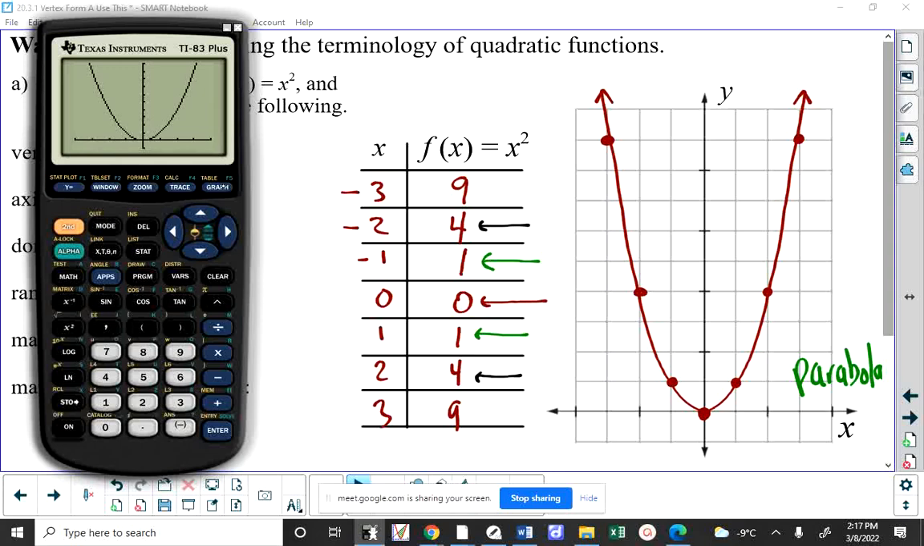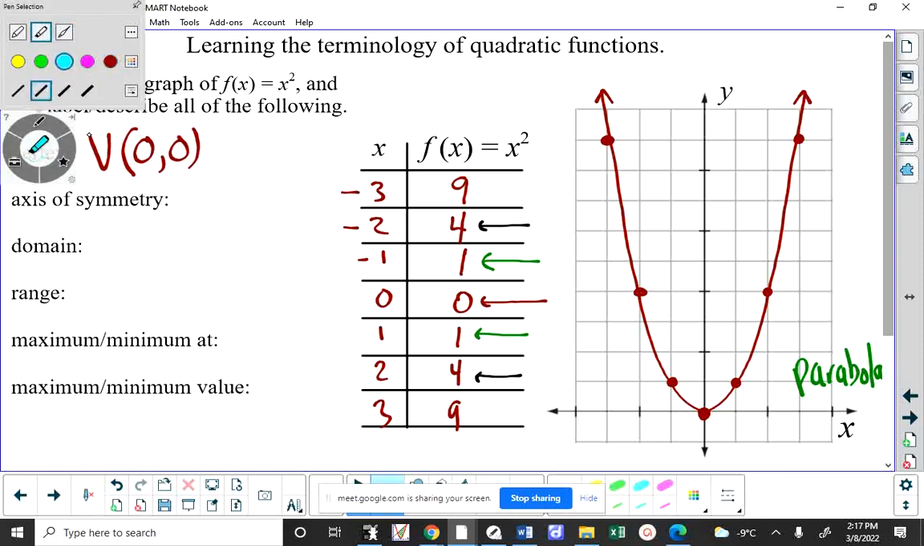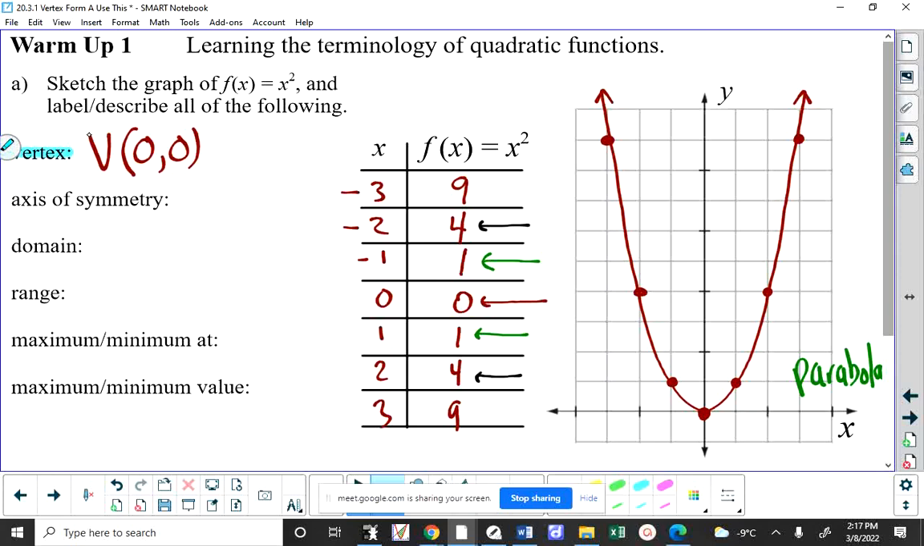So now we're going to go through the terminology. The first term is the vertex. The vertex, which I'm going to call V, is at 0, 0. So what is the vertex? The vertex is this point. It's the point, in this case, that's the lowest point on the parabola.